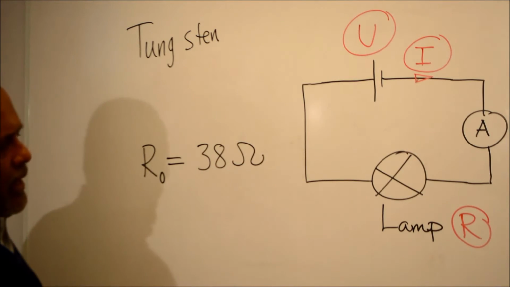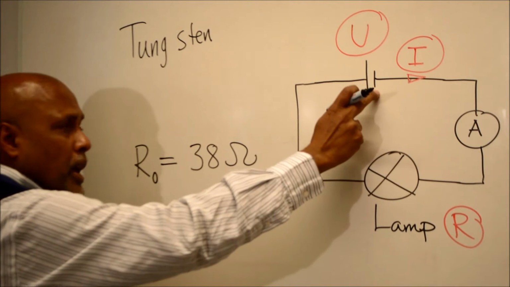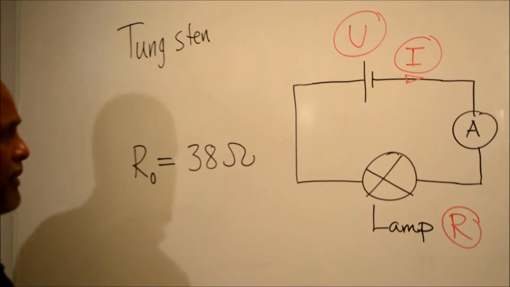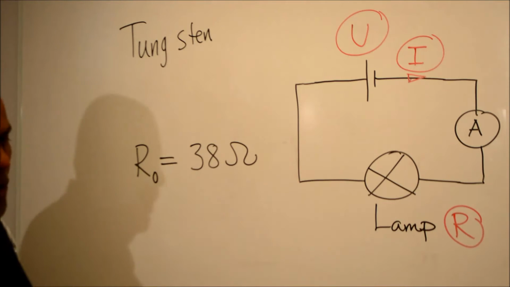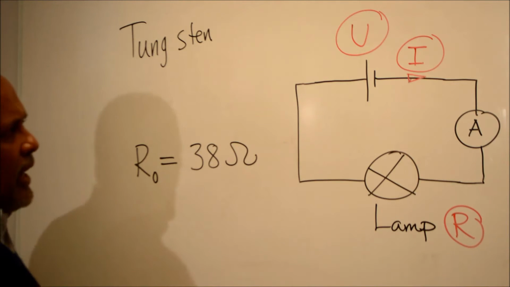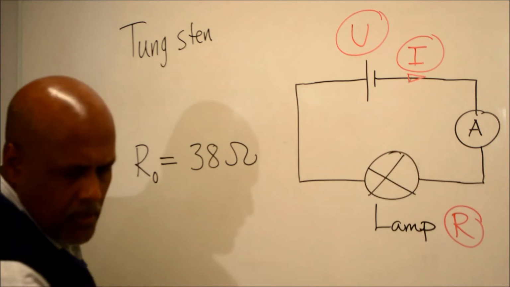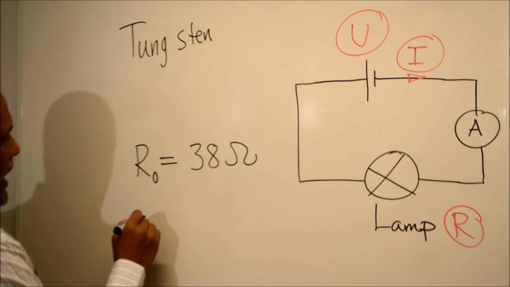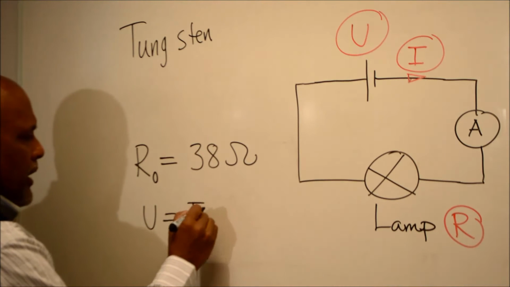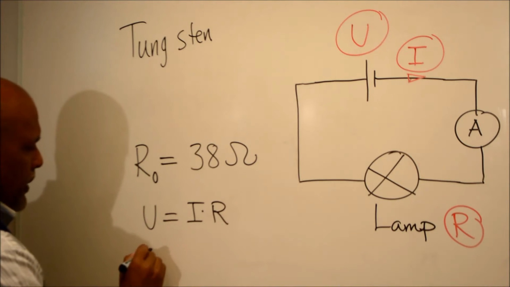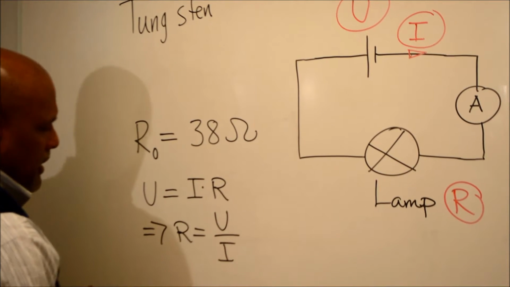Fine. Now when we connect it to a power supply and have a voltage, let's say 10 volt, then we will see the current from the display of the ammeter, and then Ohm's law: voltage is equal to current into resistance, or resistance is equal to voltage by current.